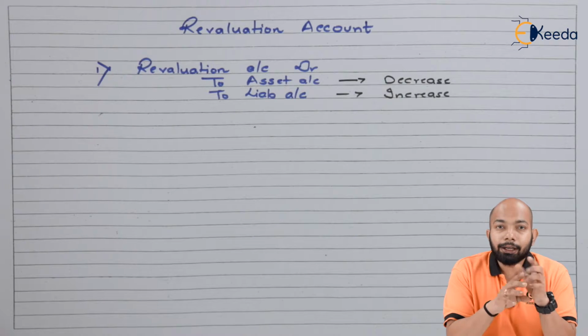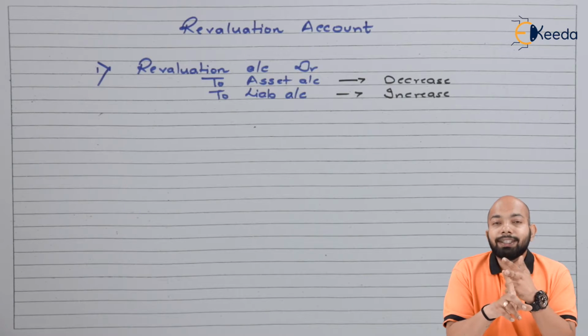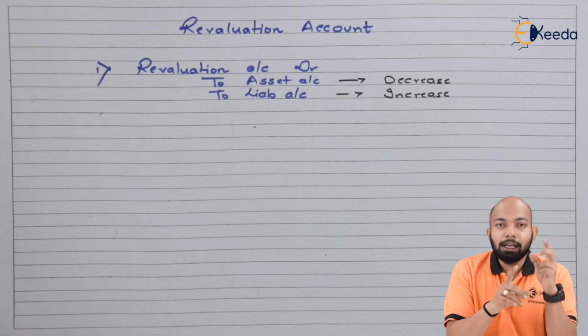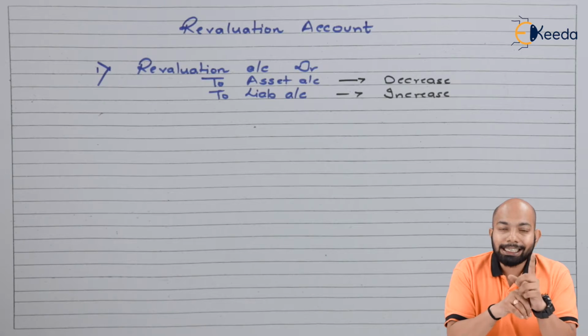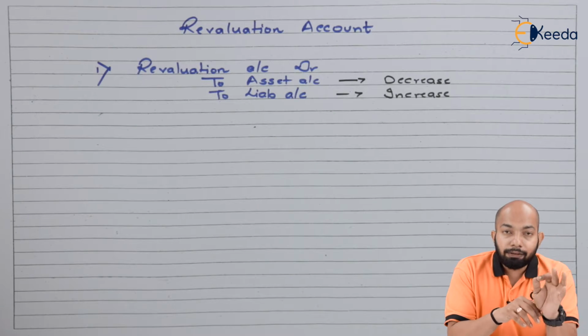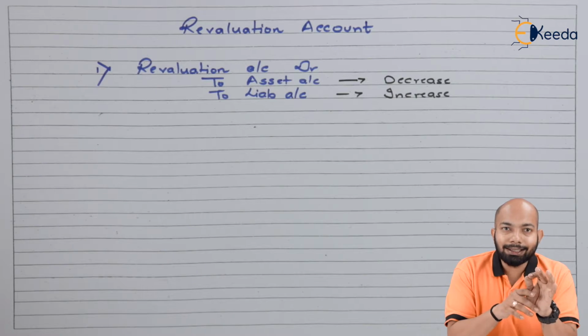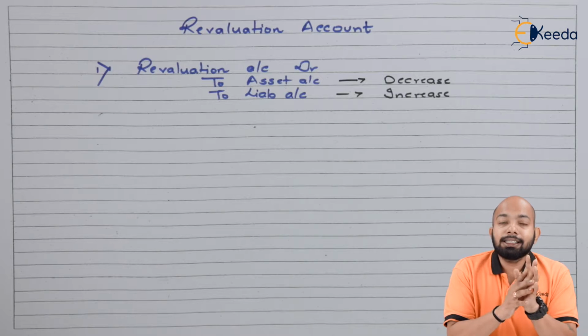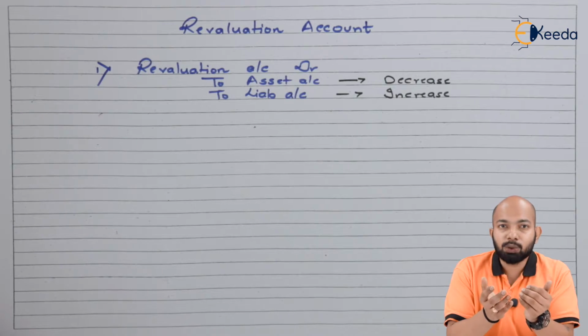So in both these scenarios, where there is a decrease in the value of an asset or an increase in the value of a liability, all these things will be debited to the revaluation account. So the entry first will be revaluation account debit to assets account and liability account. In case there is a decrease in the value of an asset, individual assets have to be considered, individual liabilities have to be considered for sure.